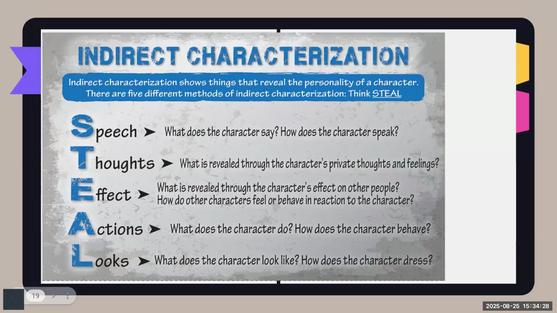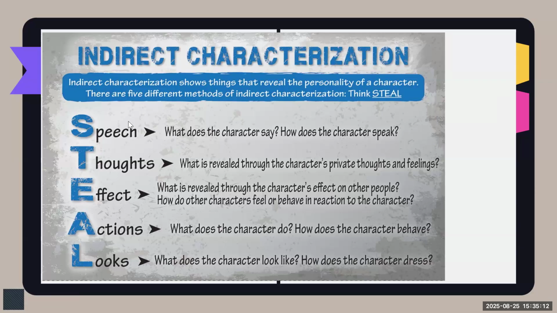The 5 ways readers can find indirect characterization work with the acronym STEAL. That means each letter stands for something that gives us a clue. These are speech, thoughts, effect on others, actions, and looks. Let's look closer at what each of these things mean. So speech, what does the character say and how do they say it? For example, in Teen Titans Go, Beast Boy often cracks silly jokes. His speech, what he says, shows us that he doesn't take things too seriously.